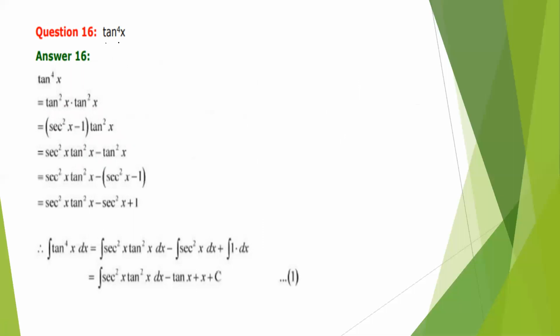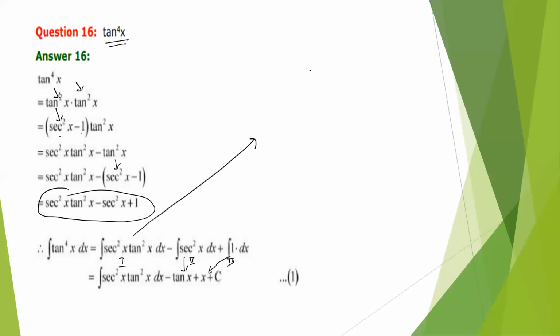Integration of tan power 4. We don't have any method to remove the power of tan. So we use substitution. Split it into two parts. Write this tan square sec square minus 1. Open the bracket, tan square sec square minus 1. So after simplifying, we get this. Now this part is divided further into three parts. First part, second part, and third part. One, integration of 1 is x, sec square is tan x.